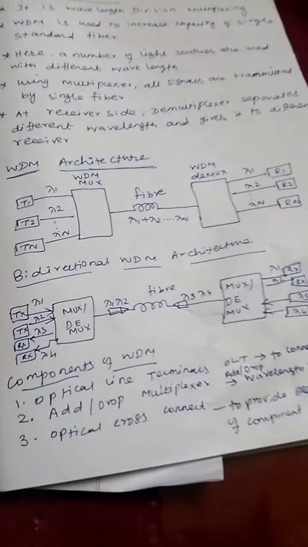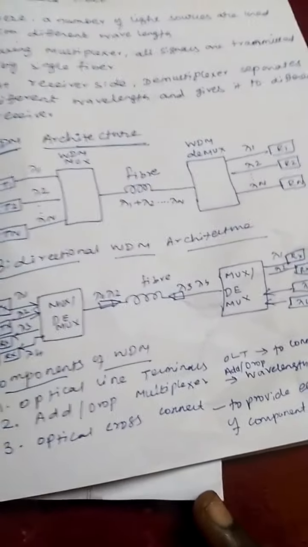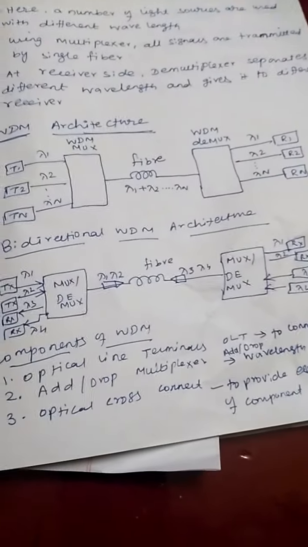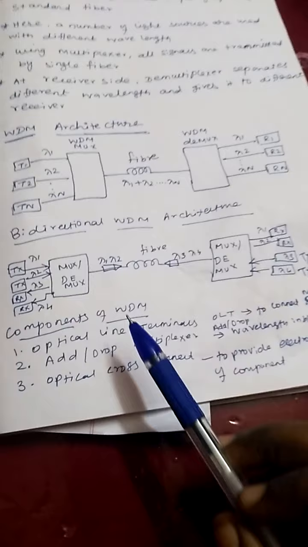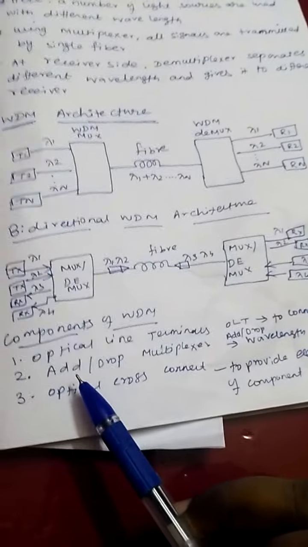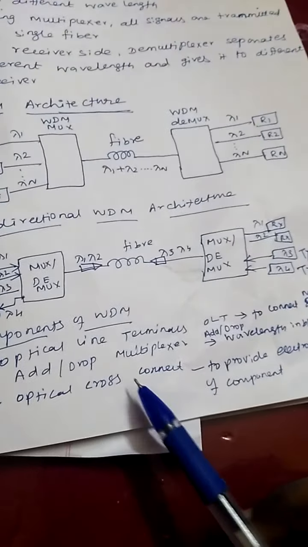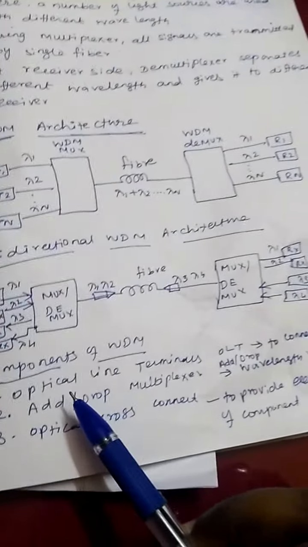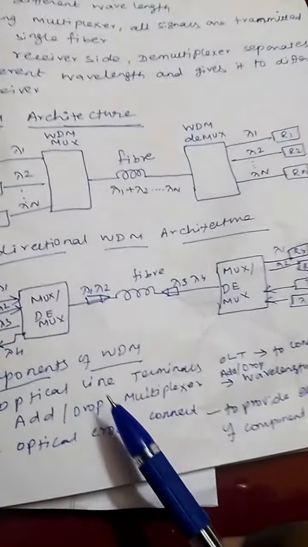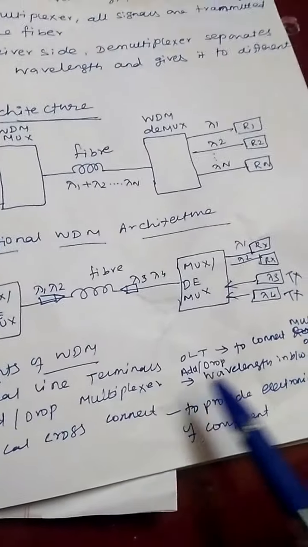Now we can see the components of WDM. Here we use three types of components: one is the optical line terminals, OLT, another one is the add and drop multiplexer, and the third one is the optical cross connect. Now we can see the operation of the optical line terminals, OLT.